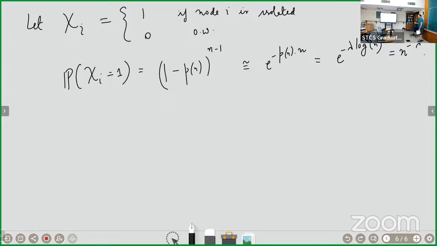Is it clear the path I am trying to look at? So what is the expected number of isolated nodes? This is a crude way of seeing why lambda equal to 1, but when lambda less than 1 should not work and lambda greater than 1 should work. This is how much? N times n to the minus lambda. Now, if lambda is less than 1, this is going up. If lambda is greater than 1, it is going to 0.